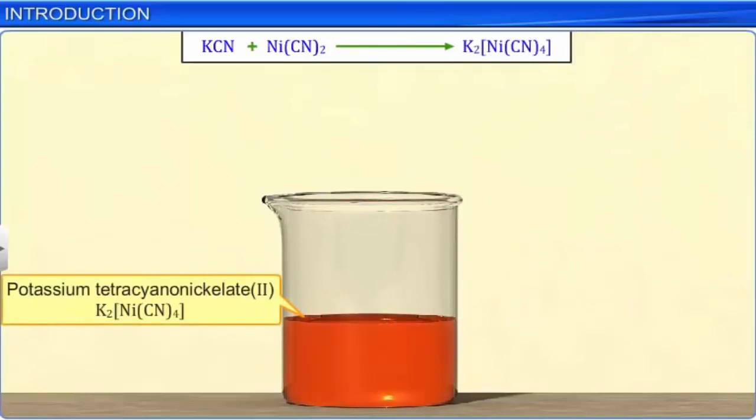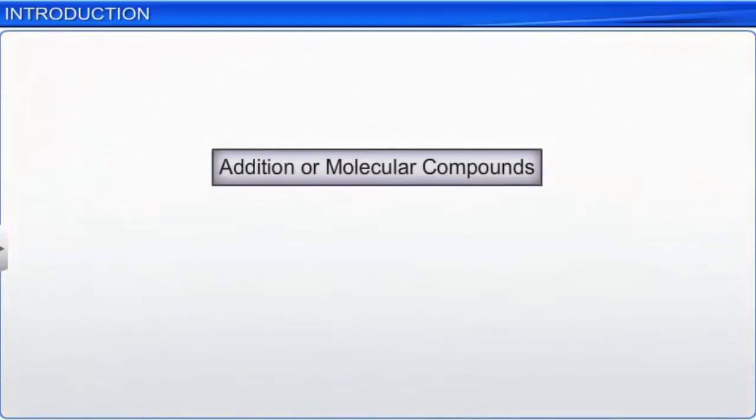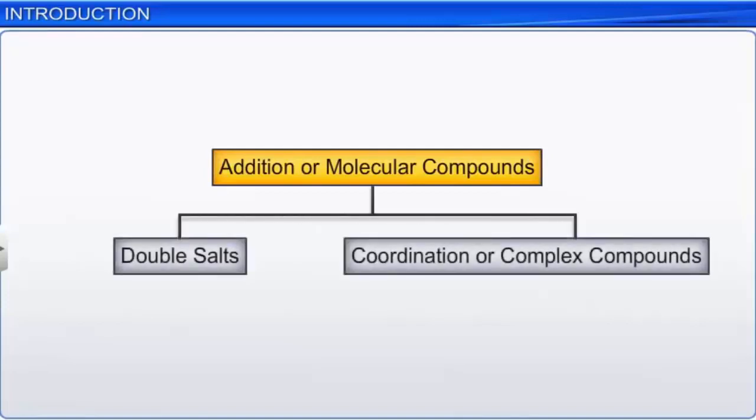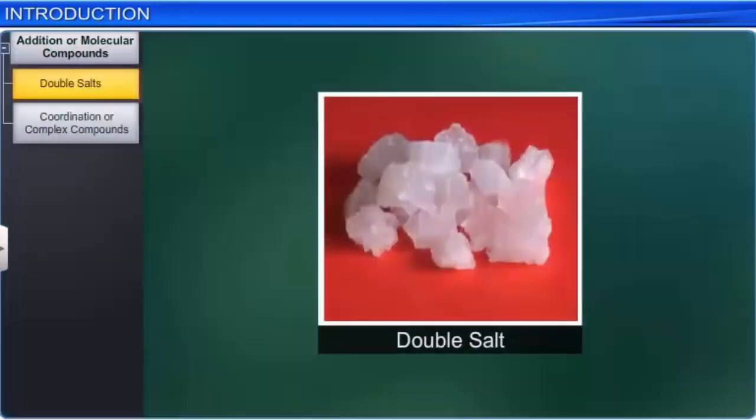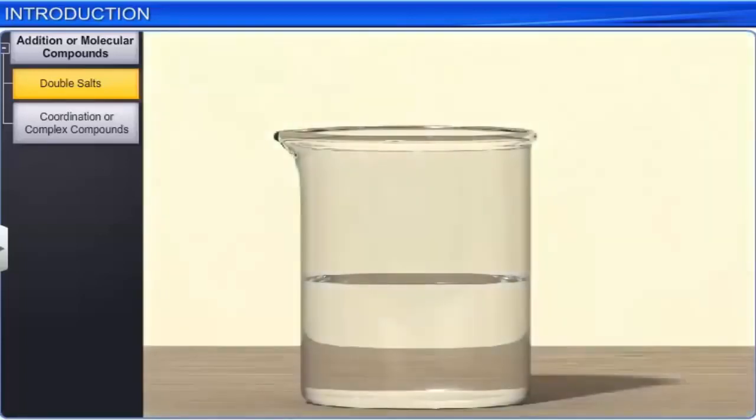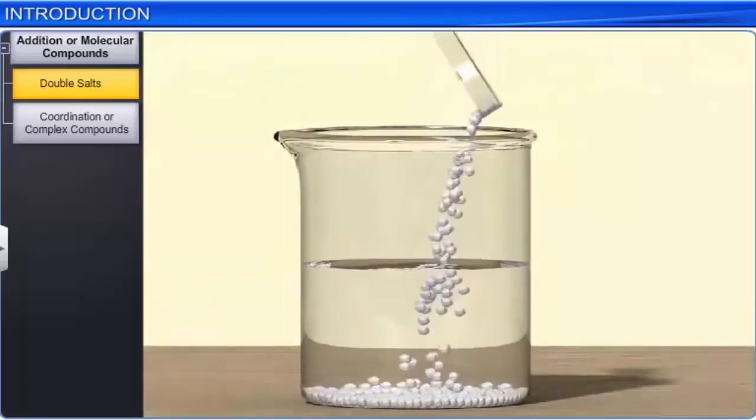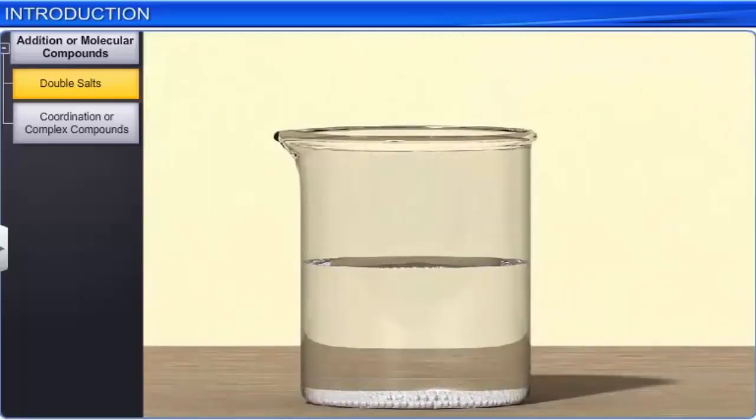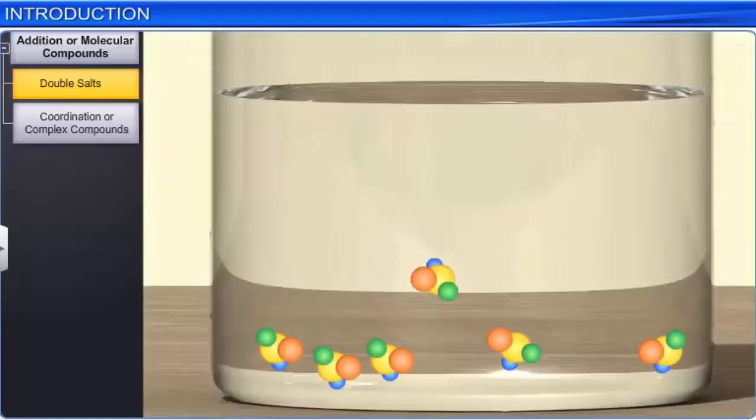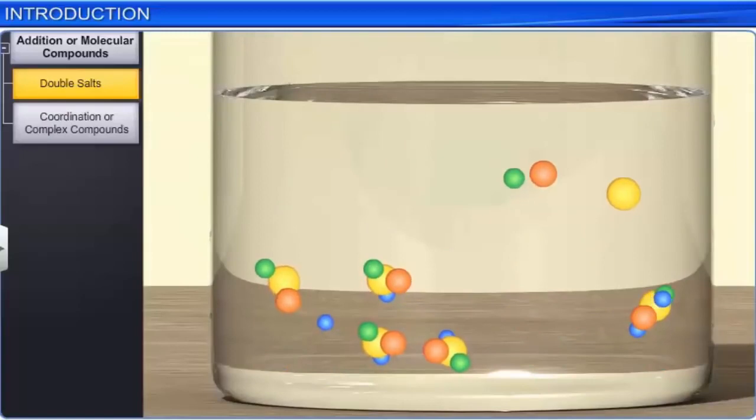On the basis of their nature, addition or molecular compounds are divided into two categories. They are double salts and coordination or complex compounds. Double salts are molecular compounds that are stable in the solid state but break down into individual constituents when dissolved in water. Note that the individual properties of the constituents are not lost in these compounds.